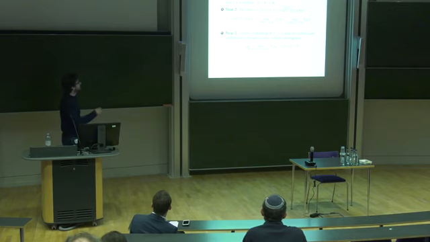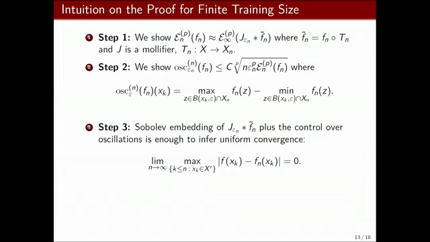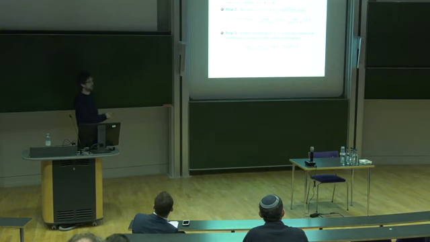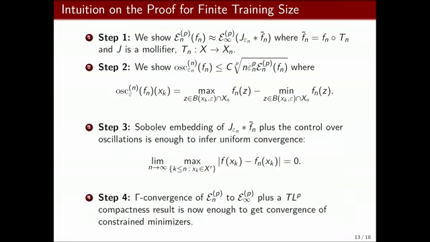Now we use Sobolev embeddings of this J epsilon_n modifying Fn tilde. This gives us C0,alpha convergence of this sequence. And then we can use that, plus this control of oscillations, to get an L infinity-like convergence of this discrete problem to the continuum problem. Now we just add a gamma convergence result of E_n^p to E_infinity^p plus a TLp compactness result, which is really due to Nicolas and some of his previous work. And this gives us the convergence of the constrained minimizers.